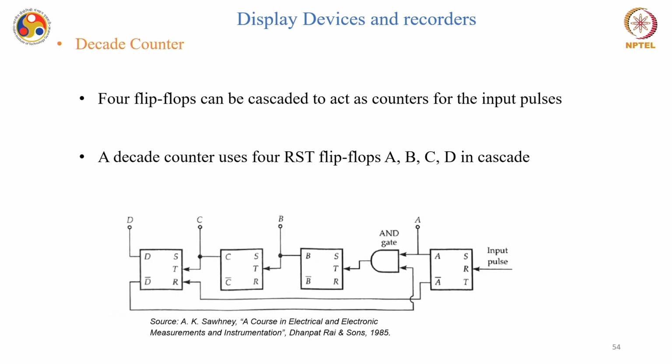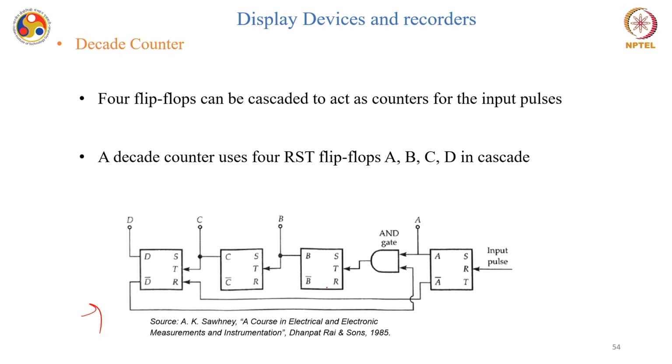Okay. Now, based on these flip-flops, we can have counters, because ultimately we were discussing electronic counters. I will give you an example of a counter. You just have a look at this configuration. We call it a decade counter, and it uses the RST flip-flop that we have just seen. Now, 4 flip-flops can be cascaded to act as a counter for the input pulses. A decade counter uses 4 different flip-flops.